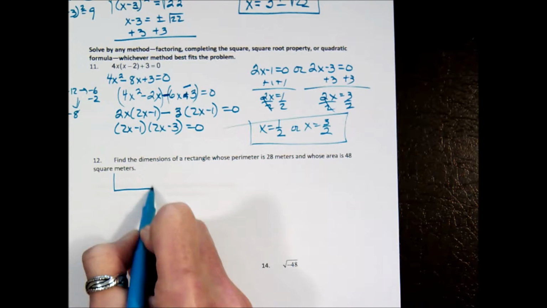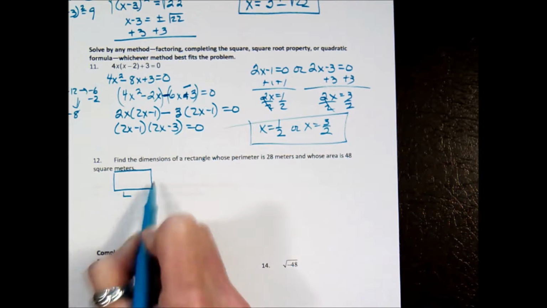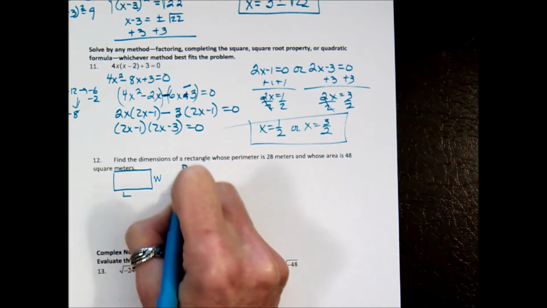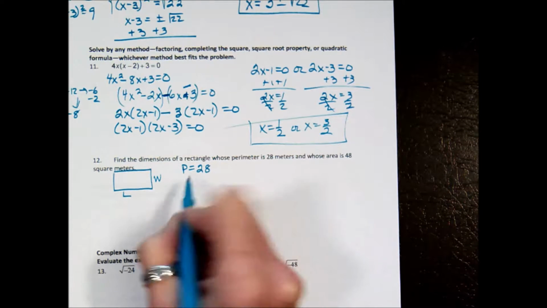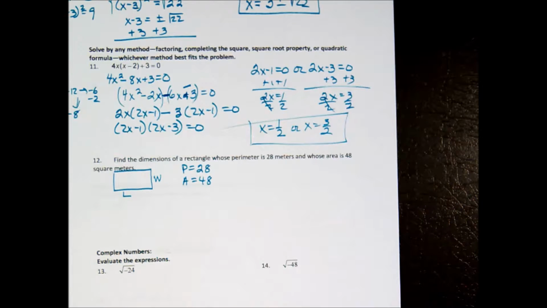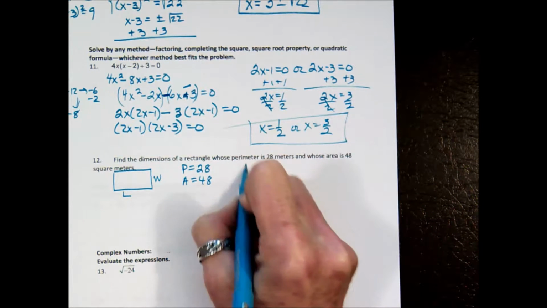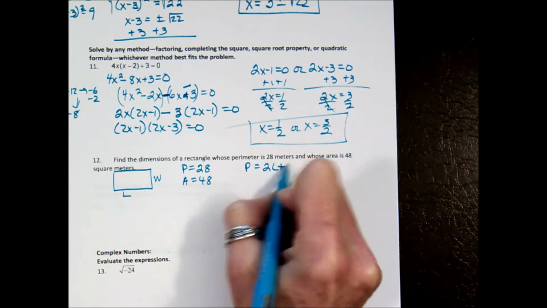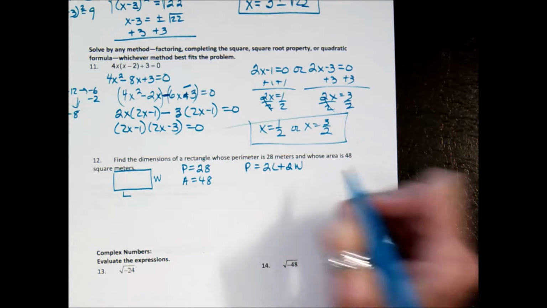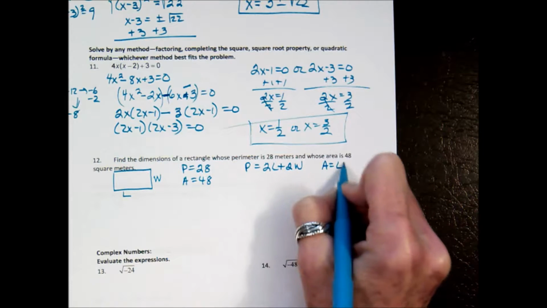I'm going to first draw that. Length, width, whose perimeter is 28 meters and whose area is 48 square meters. So we have two formulas. P equals 2L plus 2W. That definitely has too many variables in it. And then I have A equals LW.